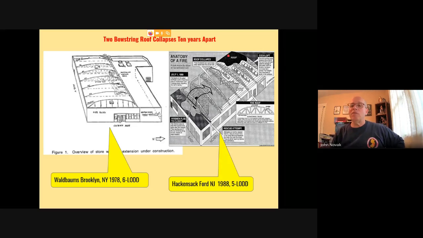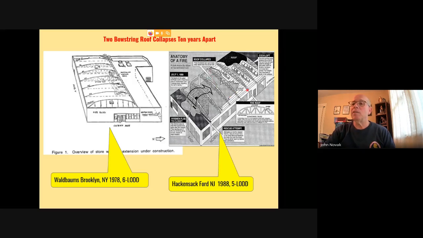And Hackensack Ford, 1988. Ten years later, five firefighters are killed. A similar type fire, a fire up in the bowstring truss void. Firefighters were in the building. They more than likely should not have been in the building. They should have been withdrawn. But that's my opinion. There was a collapse. There were firefighters trapped, and we lost five guys that day.